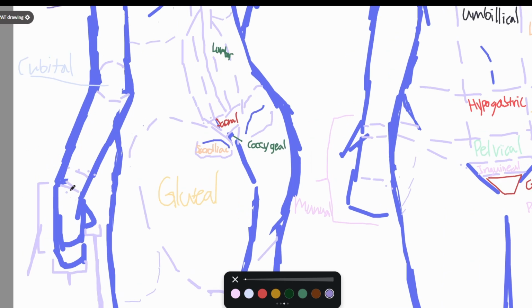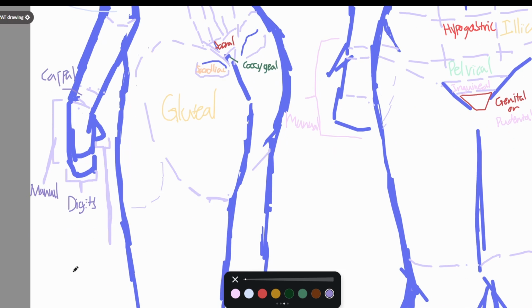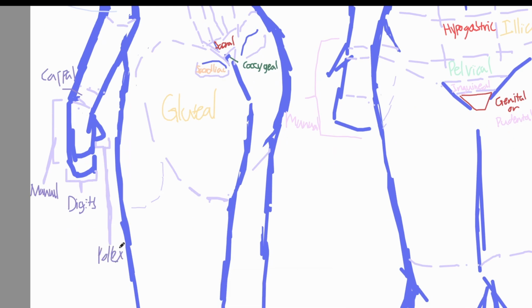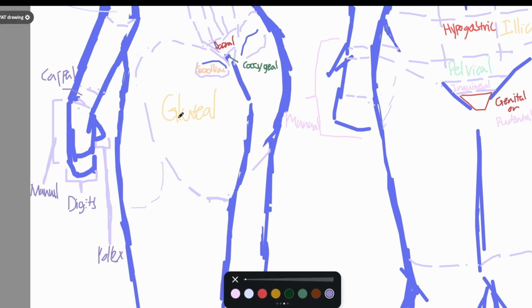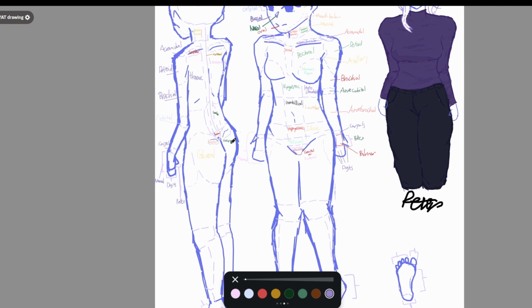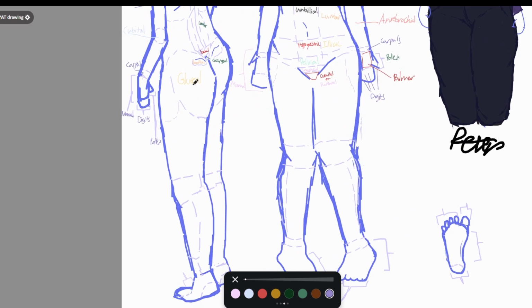And then everything else stays the same. You just have your carpal. Here, the back of your hand is manual. Digits. Pollex. And another thing I forgot to mention, sorry guys: to remember pollex as your thumb, you can stick out your thumbs and stick them up, like pollex. And now, since we're done with the arms, which are pretty simple, let's get to the legs.